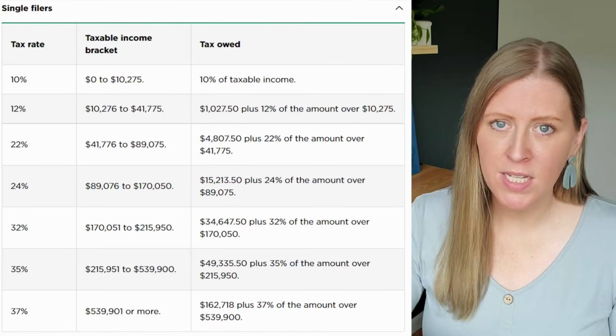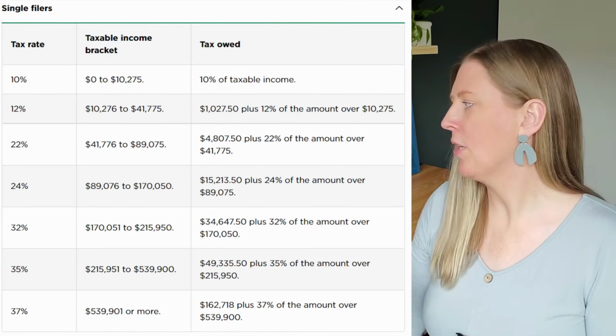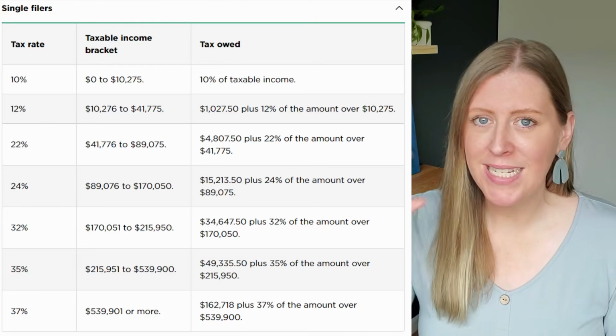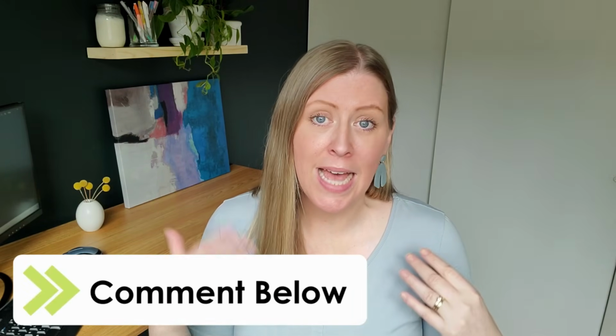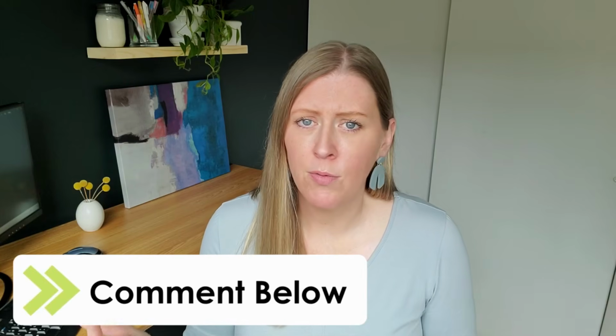So if you are beyond the first tax bracket and you're getting into the upper ones, use that taxes owed column as the starting point, and then you're going to have to add a little bit to it. If you're super confused, just leave me a comment down below. But if you are getting into these higher amounts, it's definitely worth it for you to hire a tax professional to do your taxes well.